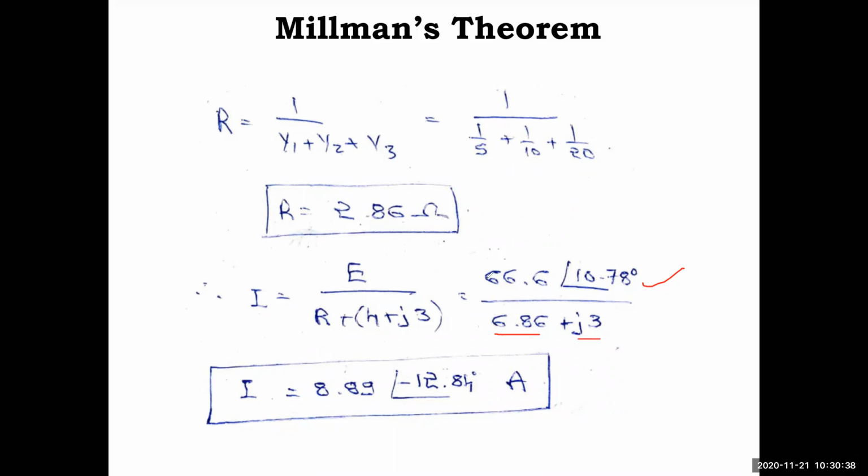Now again you can use the calculator. No need to convert this into J form. The calculator will understand that. So use the bracket. Enter in complex mode, in degree, complex degree mode, 66.6 at an angle 10.78. Then divide by, using the bracket, 6.86 plus 3i. Okay, in the calculator J will not be written first, so you write i.